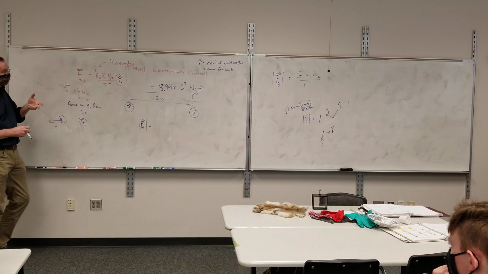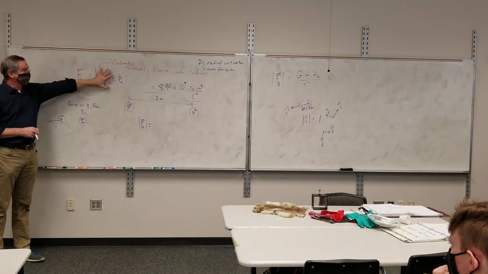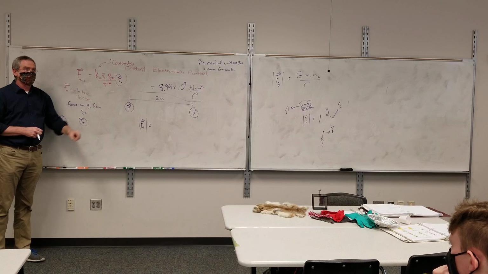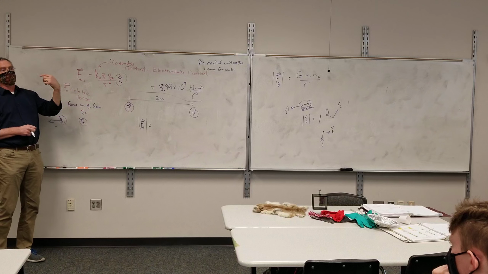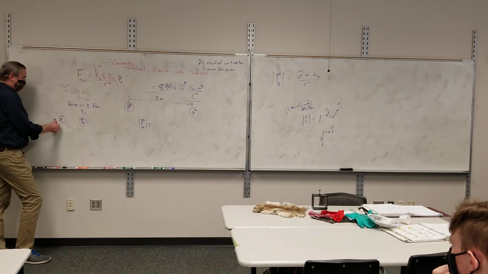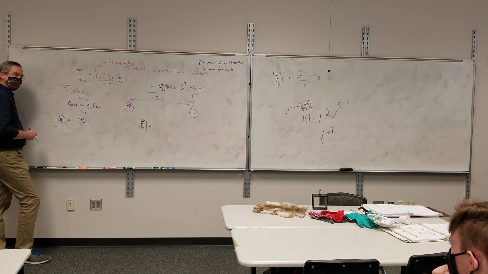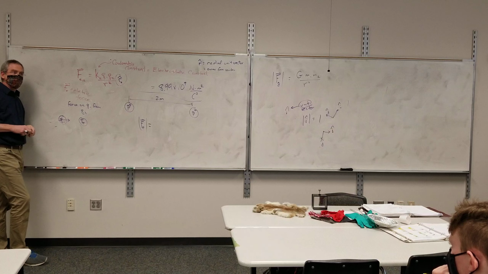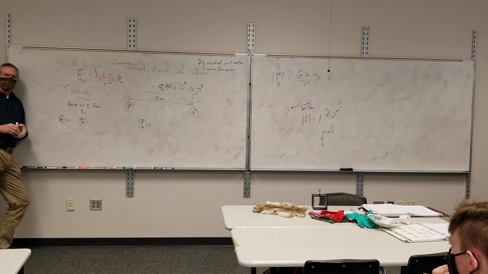If they're opposite signs, then this is a negative number. So I get negative something R hat, and negative just means the other way. So if they're opposite signs, it will be attractive, because it's in the negative R hat direction. You asked me specifically, and I didn't pause after I said it again. Are you good? Yeah, that makes sense.